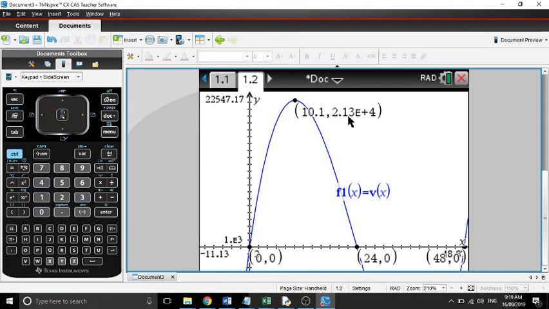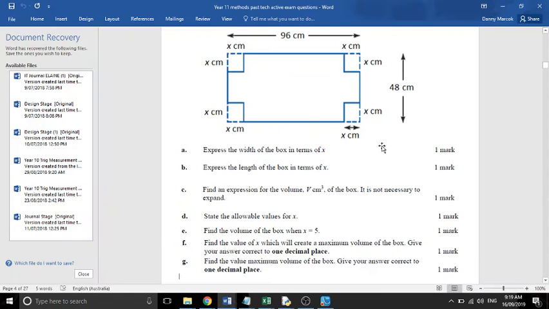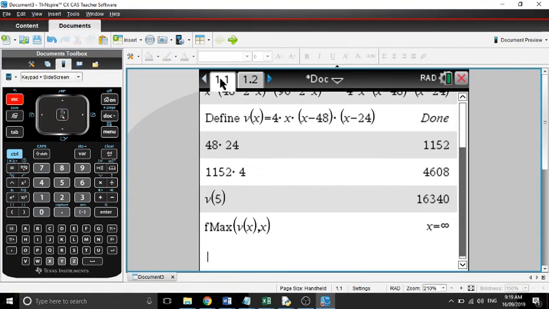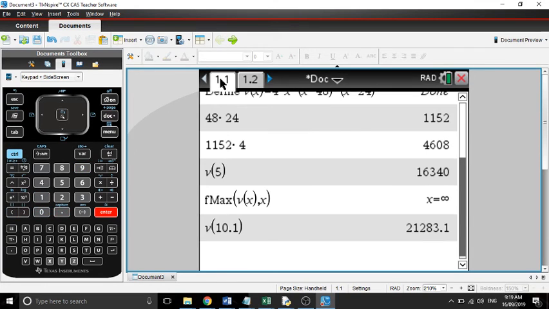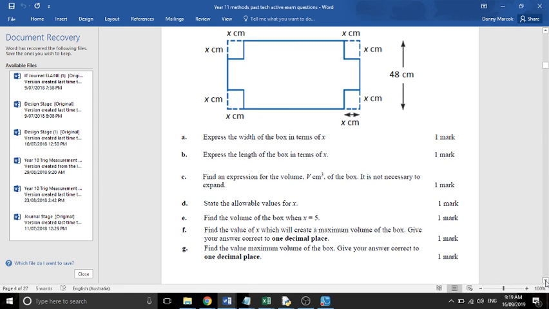Now that's a bit weird. It's 2.13 by 10 to the power of 4. So what we'll do is find the maximum volume. We know what happens at 10.1, so we'll say V of 10.1. Close that off. Enter, and that's what we get as our maximum volume. So that's about it. That's all we have to do for that question.